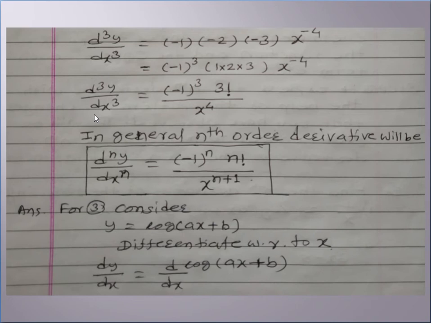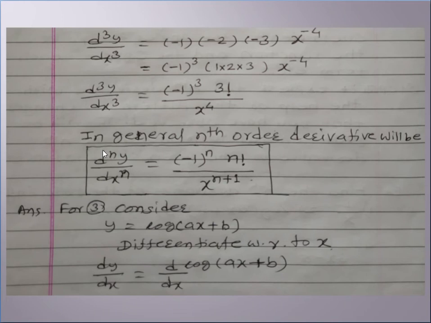Now here, minus 1 into minus 1, 3 times. Therefore, we can write this as minus 1 raised to 3, and 1 into 2 into 3 means the product of the first three natural numbers. Then this can be written in the form 3 factorial, and x raised to minus 4 can be written in the form 1 upon x raised to 4 by using rules of index. Therefore, we get d cube y by dx cube is equal to minus 1 raised to 3 into 3 factorial upon x raised to 4.